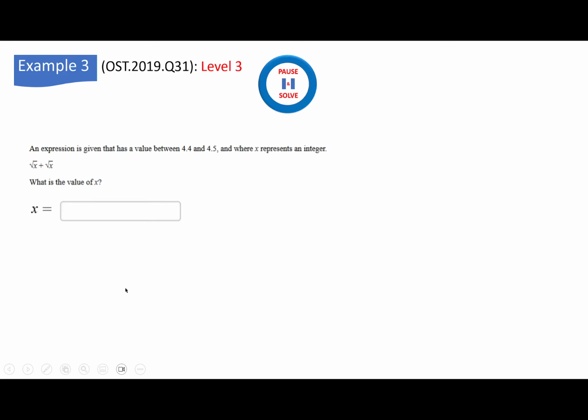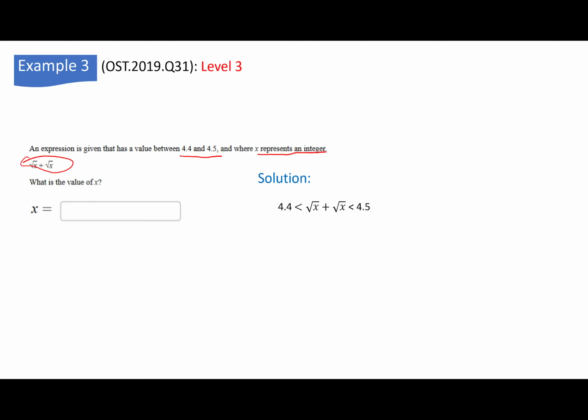Example 3. An expression is given that has a value between 4.4 and 4.5, okay? Where x represents an integer. X is an integer, okay? So this is the expression. What is the value of x? The value of x, which means only one answer. So just put square root of x plus square root of x is between 4.4 and 4.5. That's given. Now, these two are like terms. That would be 2 square root of x between 4.4 and 4.5.